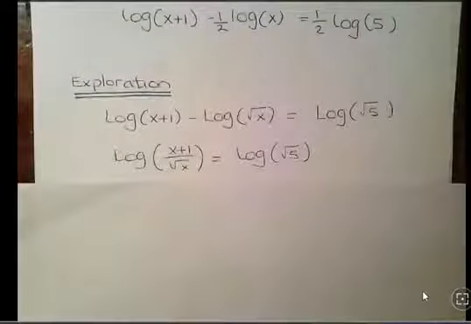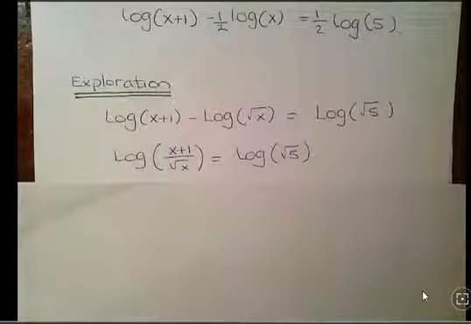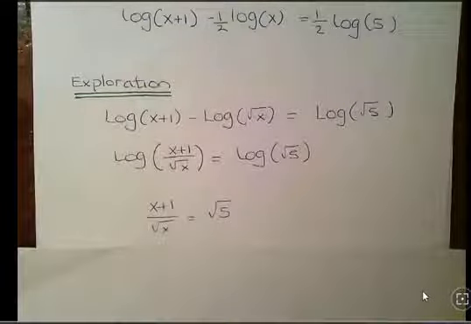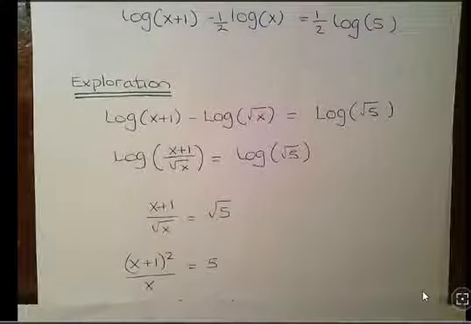What I'm going to do there is apply some of the usual rules of logarithms. In this case, log of x plus 1 minus log of square root of x, just rewrite that as x plus 1 over the square root of x. And that is still equal to the log of the square root of 5. So that means that x plus 1 over the square root of x equals the square root of 5. And what we can do here is then square both sides. So x plus 1 squared over x equal to 5.